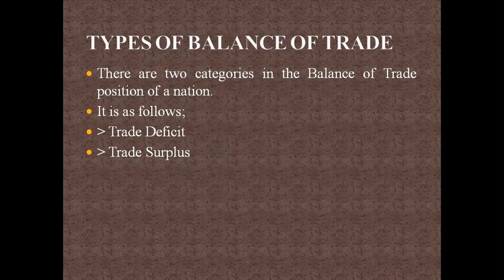Now, we need to know the different types of balance of trade. There are two types of balance of trade, namely the unfavorable balance being shown as trade deficit, and the second one, the favorable balance being mentioned as trade surplus.